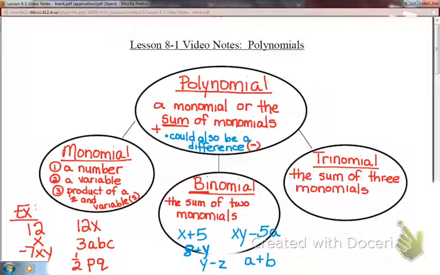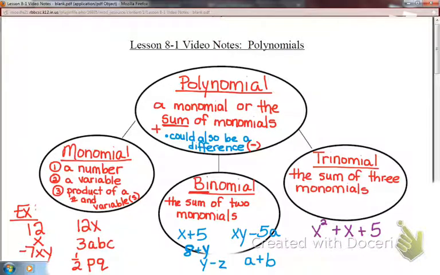So an example of a trinomial is, let's say, x squared plus x plus 5. That is a trinomial. There are three terms, 1, 2, and 3, and they are separated by addition signs, and like I said, they could also be subtraction signs.